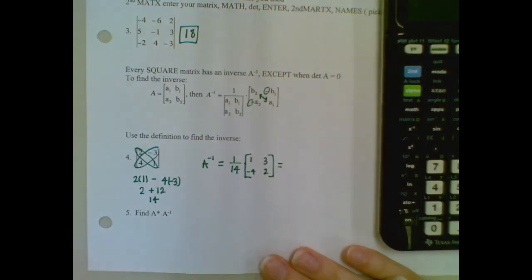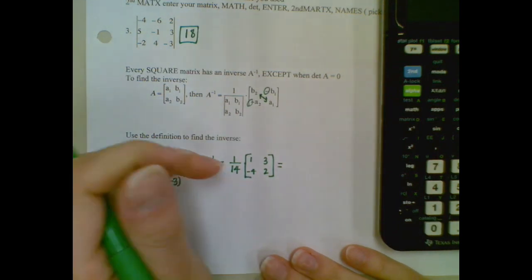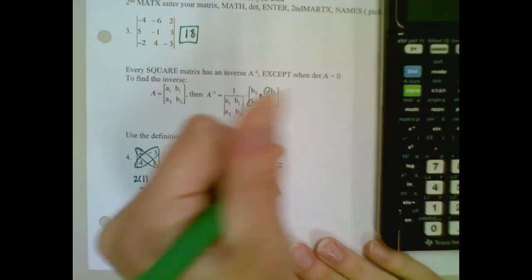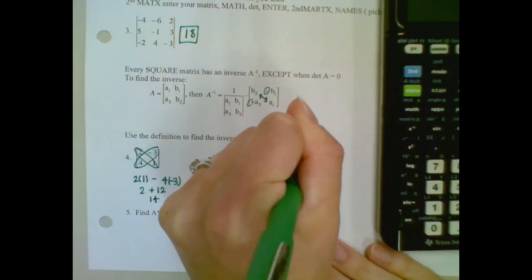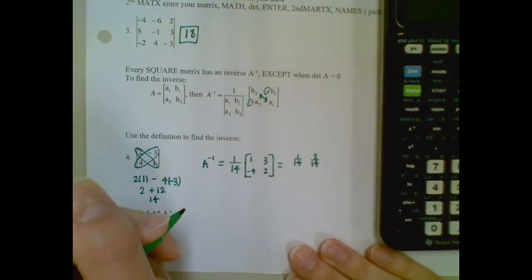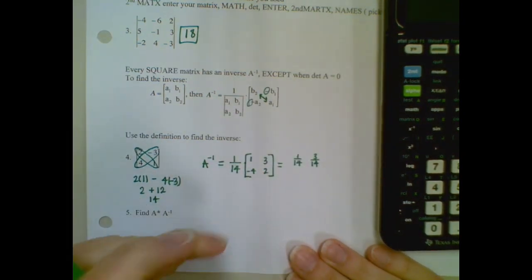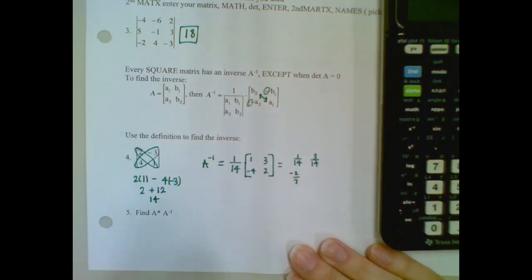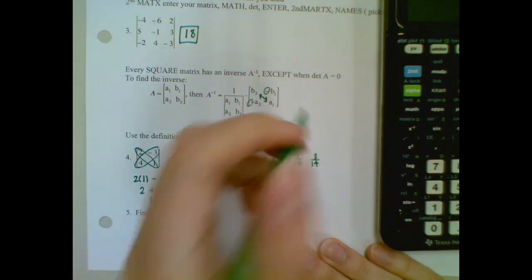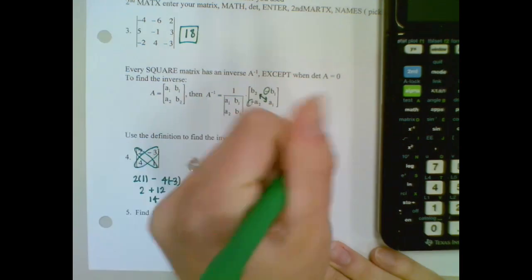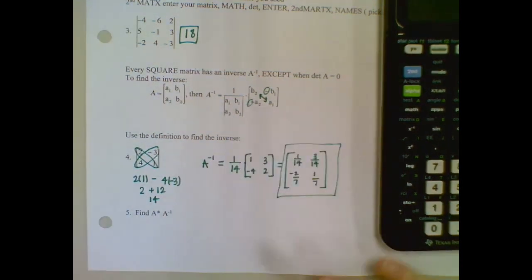And then this is just scalar multiplication. So you're going to take this 1/14 and multiply it to each entry in the matrix. So we get 1 over 14, 3 over 14, negative 4 over 14 would reduce to negative 2 over 7. And then 2 over 14 would reduce to 1/7. And that would be your final answer.